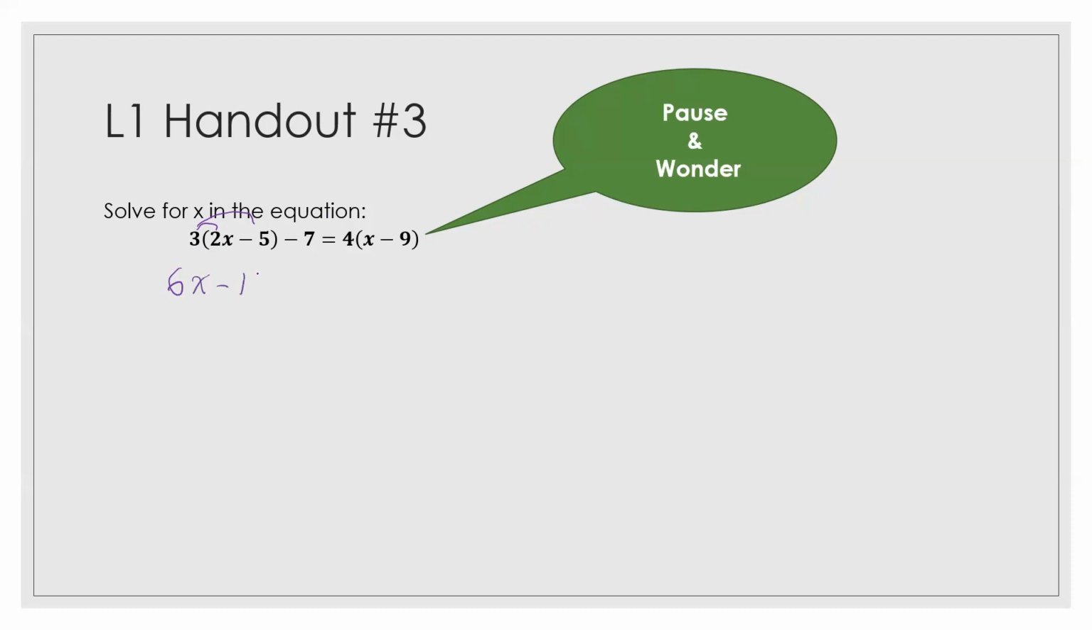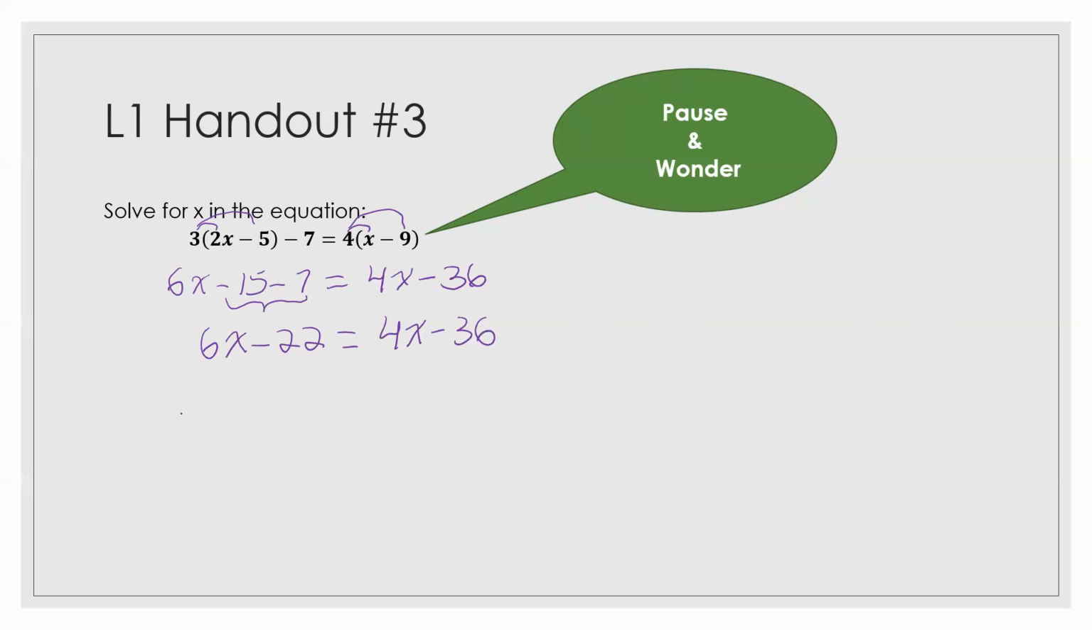which will give you 6x minus 15, because 3 times 2x is 6x, 3 times negative 5 is negative 15, minus 7 is equal to, distribute the 4 into each one, 4x minus 36. Now it almost looks like equation number 1 that we had just dealt with earlier. So on the left-hand side, combine like terms, right? Within one side of the equation, all you can do is simplify. So what you really have here is 6x minus 22 is equal to 4x minus 36.